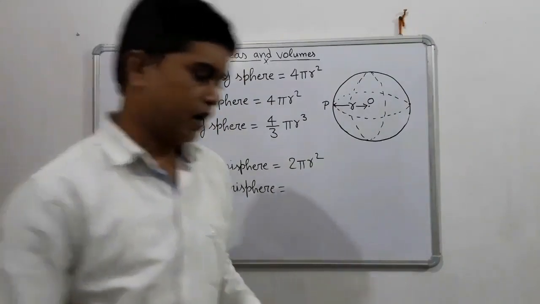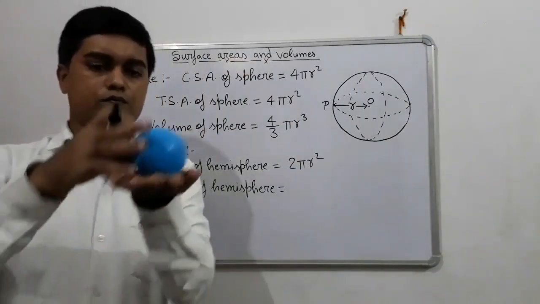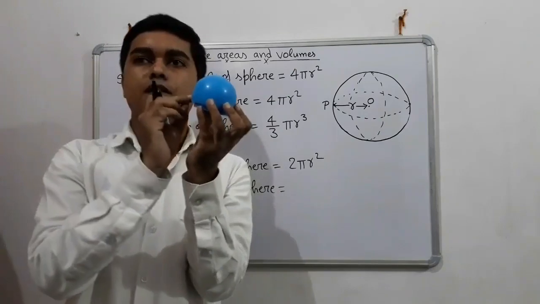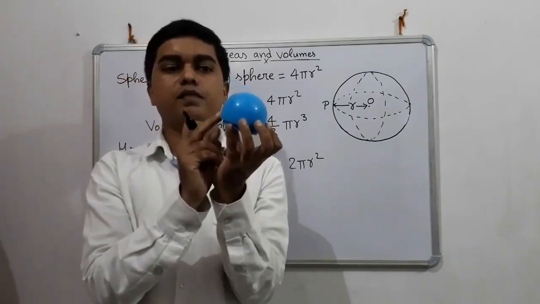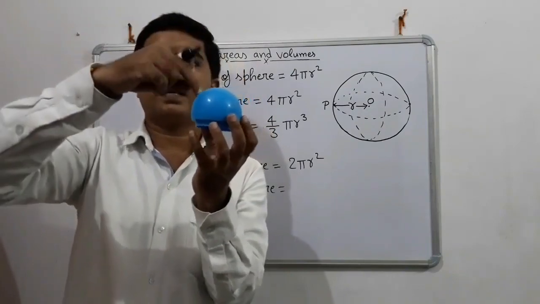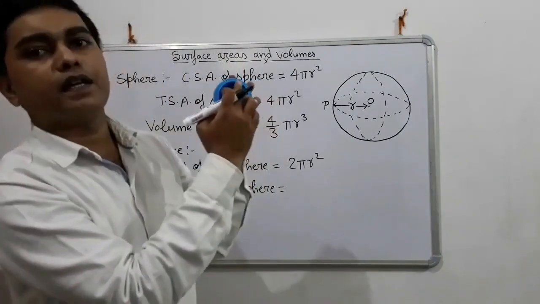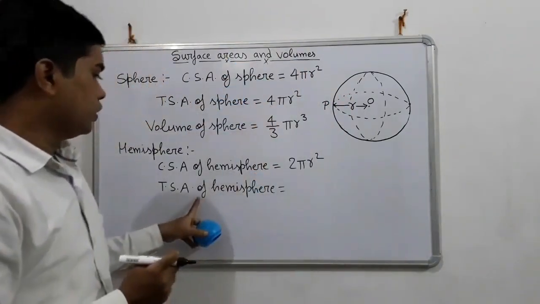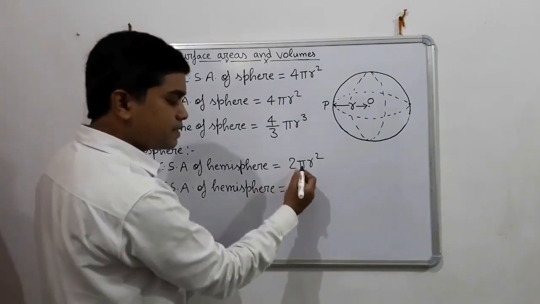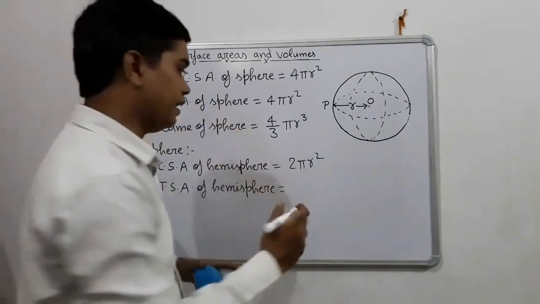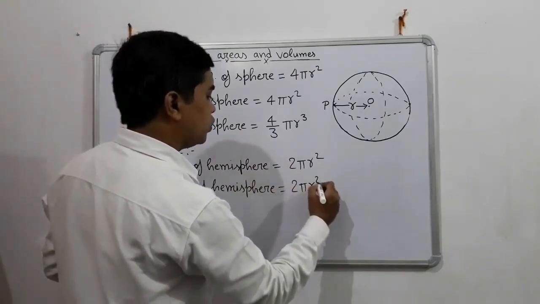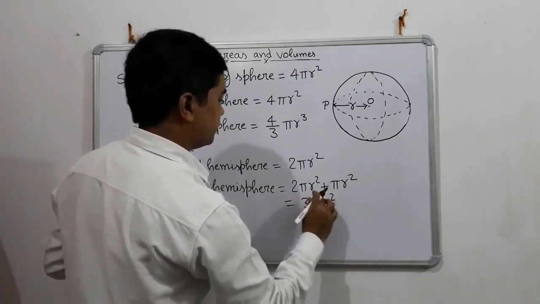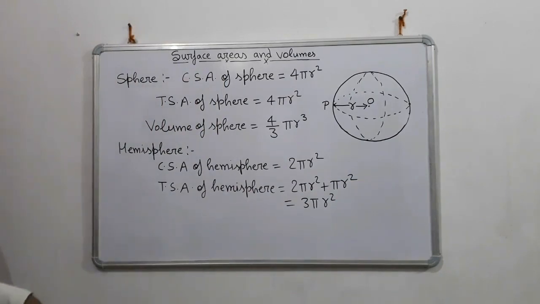suppose now I have a bowl. Okay. Suppose this is a bowl, means hemisphere. Now if this is a hemisphere, then TSA of this hemisphere will be what? Curved surface area plus area of the base. Because here you are getting a base, in sphere you were not getting a base, but here we have a base. So TSA of hemisphere will be CSA of hemisphere plus area of the base, means you will write here 2 pi r square plus pi r square. So it will be 3 pi r square. So TSA of hemisphere is 3 pi r square.